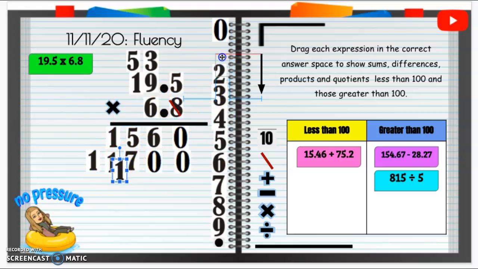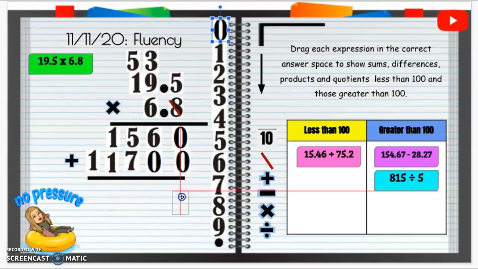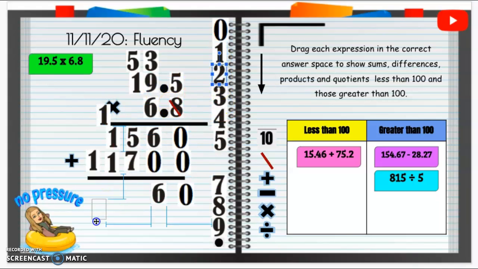All right, now what are we going to do here? We're going to add them up. Okay, let's add these up. So 0 plus 0 is 0. 6 plus 0 is 6. 5 plus 7 is 12. I'm going to carry that 1, drop that 2. 1 plus 1 plus 1 is 3. And then 1 plus 0 is 1.